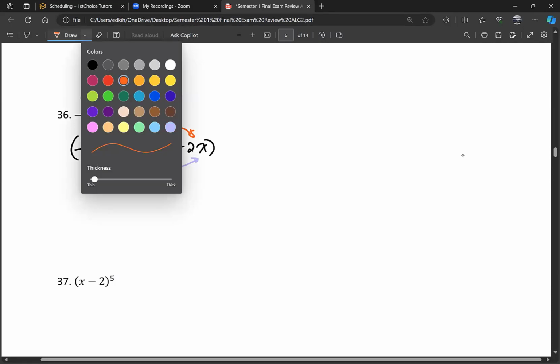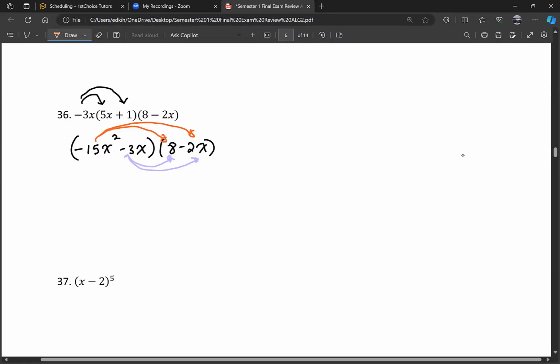Let's do the orange ones first. Negative 15x to the second times 8 is negative 90x to the second. Negative 15. Oh, I'm so sorry. Negative 15 times 8 is not 90.